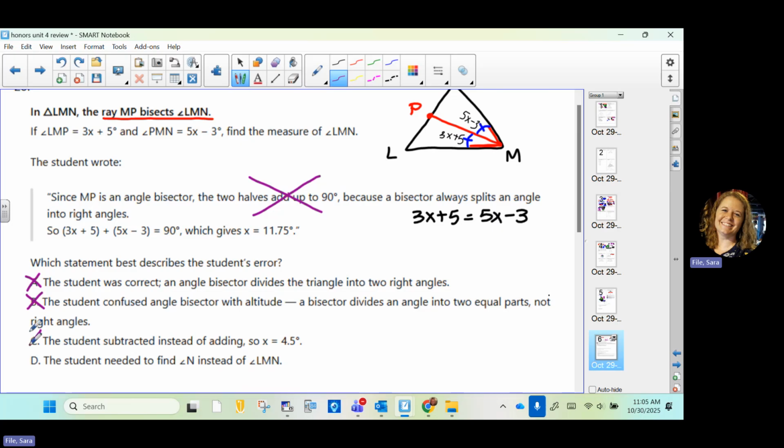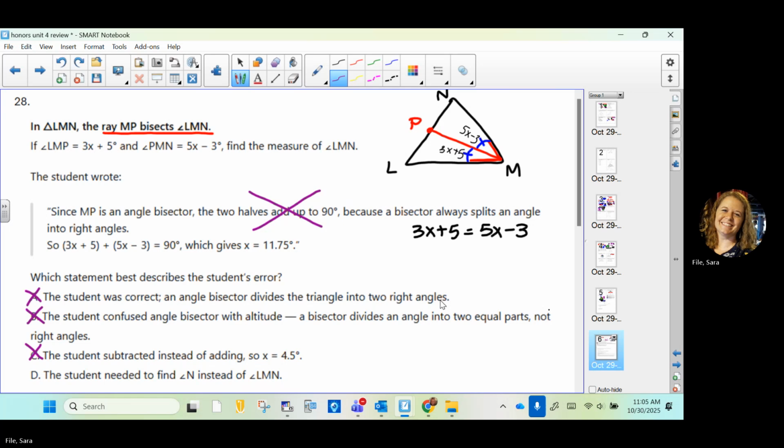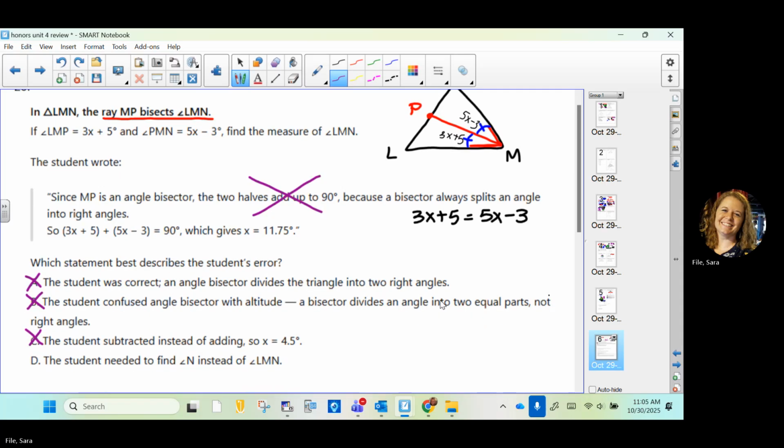No, they didn't just make a mistake in solving. They made a mistake in their setup. So this last one says the student needed to find angle N instead of LMN. Yeah, that's wrong too. Okay, so none of those describes the student's errors. Let's read this again. Let me go back and read this altitude. The student confused angle bisector with altitude. Oh, this says the bisector divides. I read that as he said the altitude divides. Okay, so this says the bisector divides an angle. That's true. That's my bad. I didn't read that clearly.